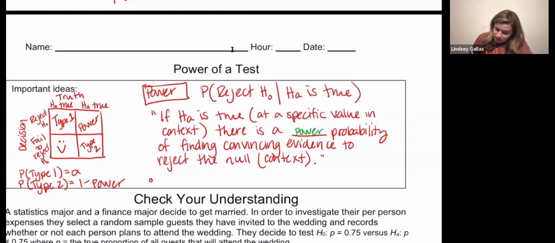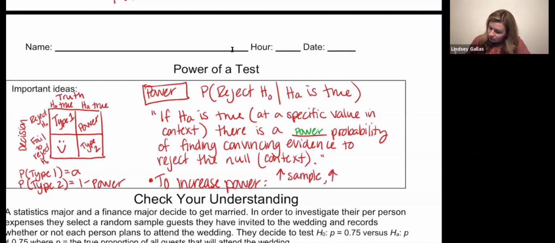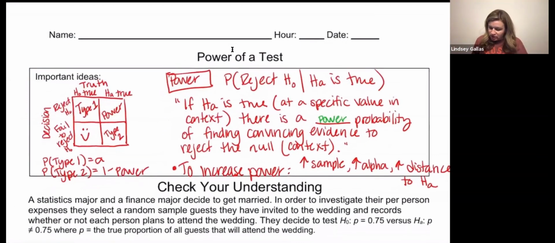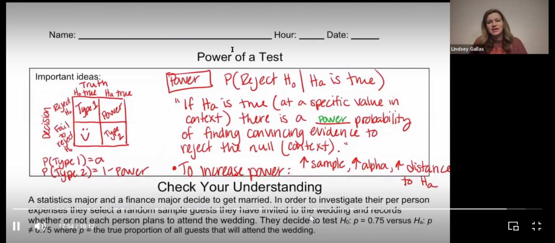All right, and then our last part here was about increasing power. So to increase your power, you can increase your sample, increase your alpha level, and increase your distance from the null, or in other words, increase your distance to the alternative. So the distance between the alternative and the null, the farther away they are, the better. All right, I would like you to take a few minutes and work through the check your understanding problem, and then let's go over the answers when you're ready.